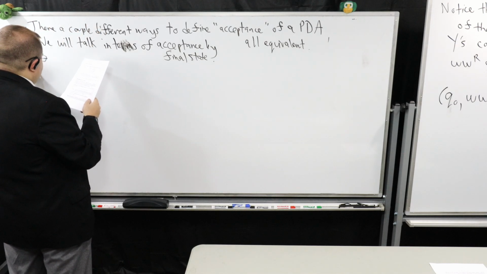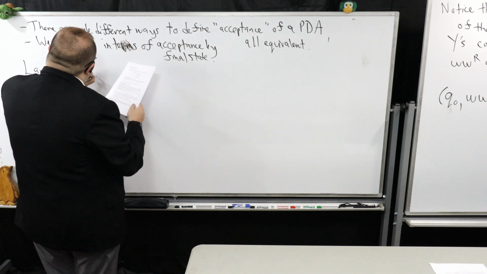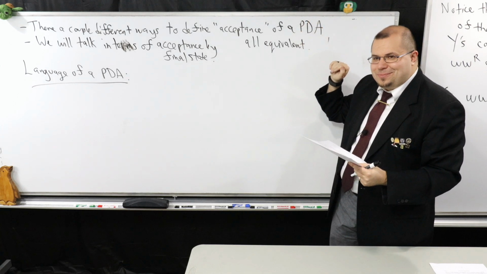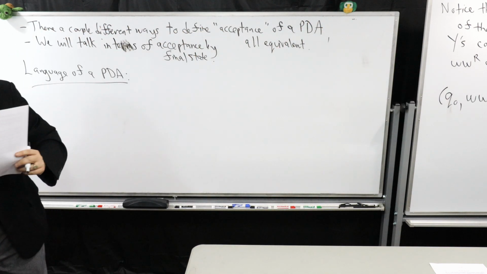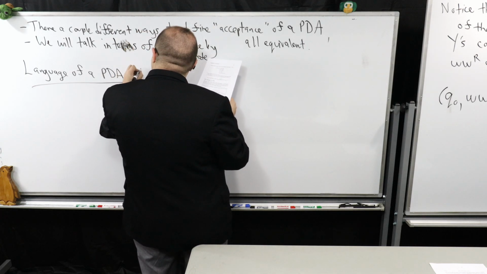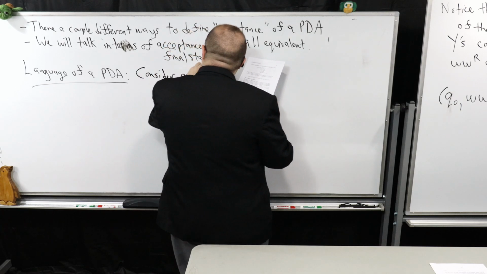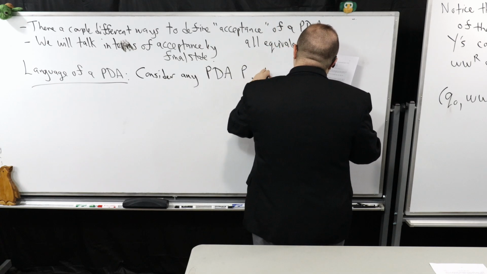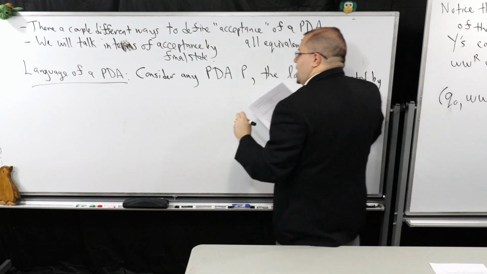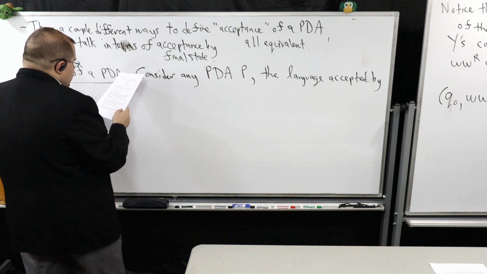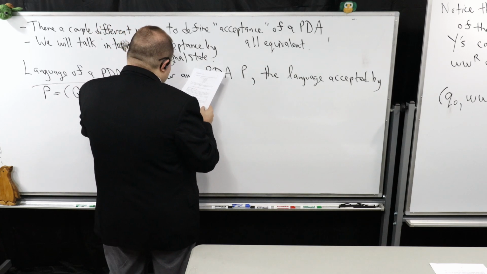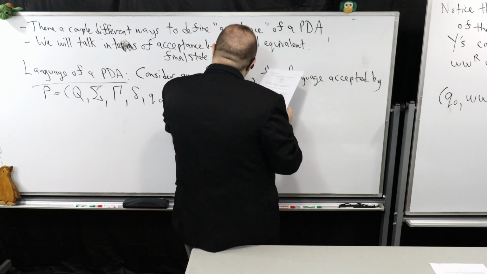Okay, so here's how I'm going to define the language of a PDA. I must stress, this isn't the only way I can do it. There exists this other way I can manifest the acceptance of a PDA. But even though they're equivalent in their conception, the PDAs actually look different. So, the language of a PDA. Consider any PDA P, the tuple Q, sigma, gamma, delta, Q0, Z0, F.